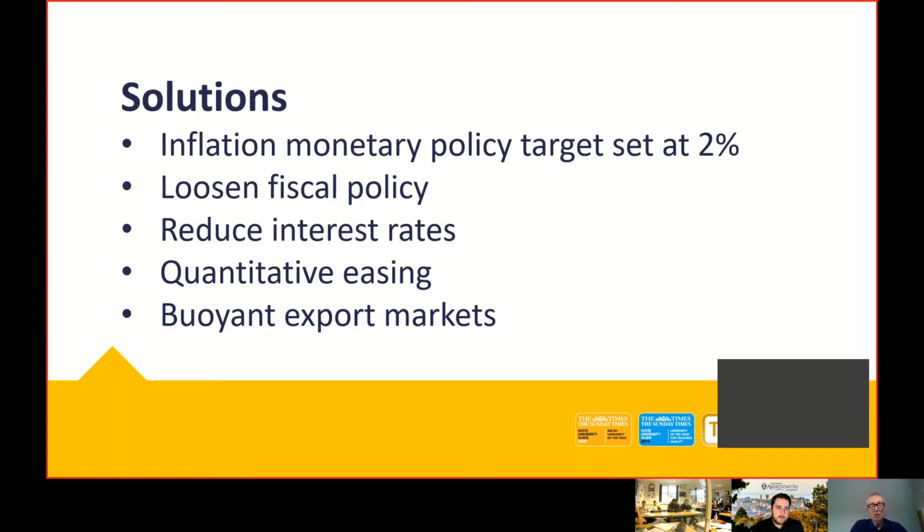Okay, so we've looked at some of the causes of deflation. We've looked at some of the effects of inflation. Now we're going to have a look at some of the solutions to deflation. And one of the solutions is looking at deflation in a proactive way. And one of the ways you can look at deflation in a proactive way is through the monetary policy target of inflation at 2%.